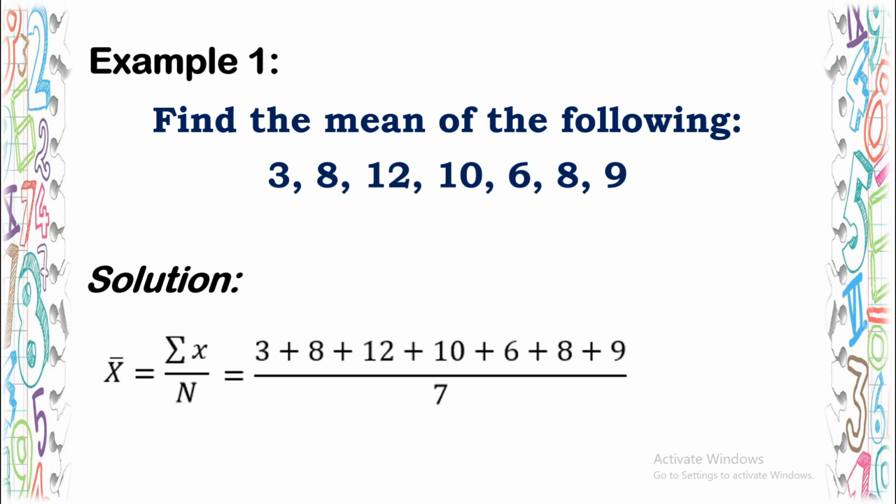And n is simply the number of observations. So we have 1, 2, 3, 4, 5, 6, and 7. Adding those numbers, we have 56 over 7. And 56 divided by 7, that is 8. So the mean of the given data is 8.